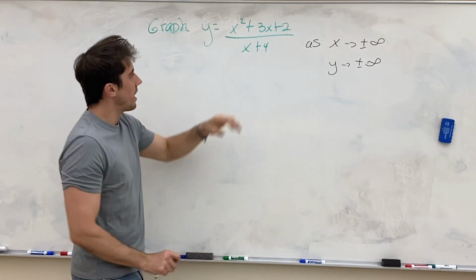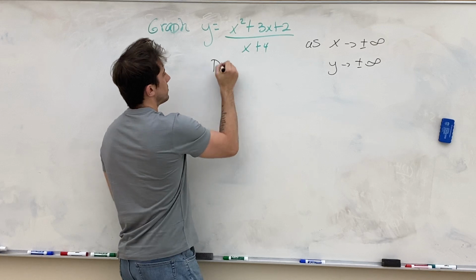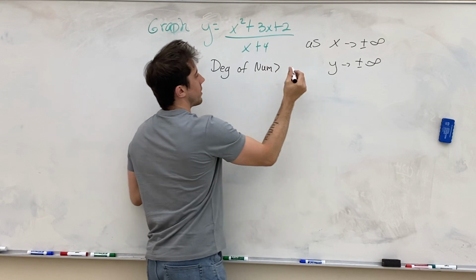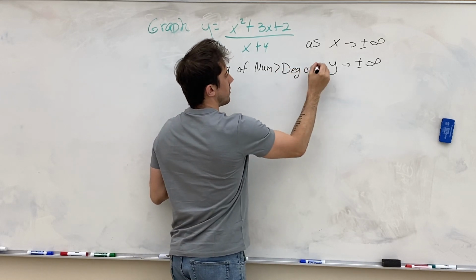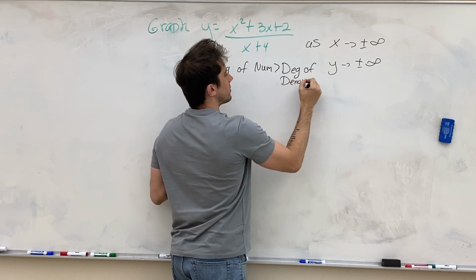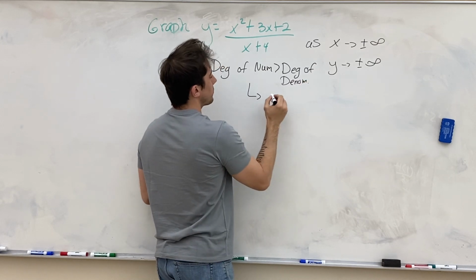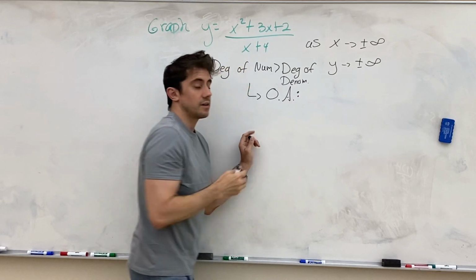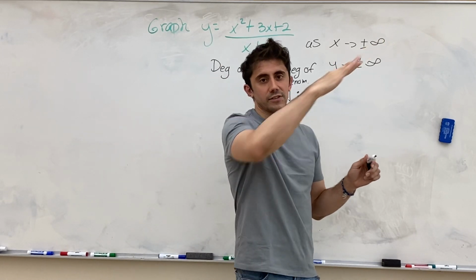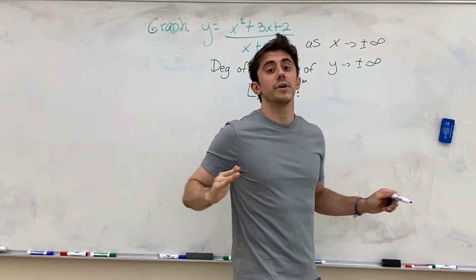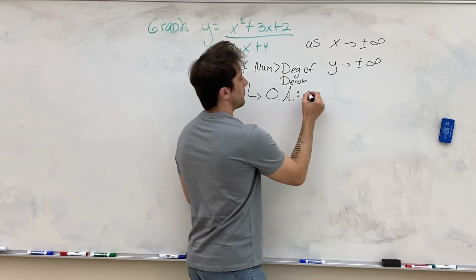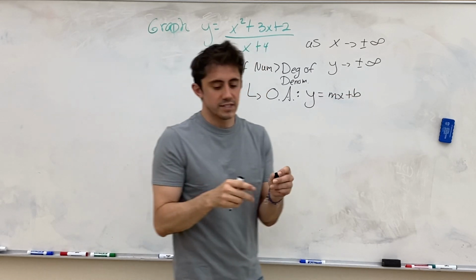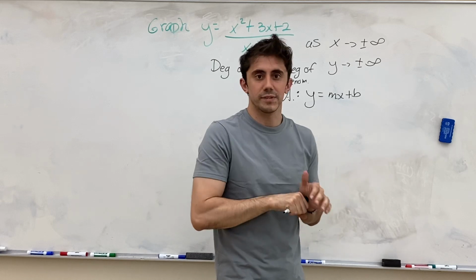So whenever we have the degree of our numerator being greater than the degree of our denominator, we get an oblique asymptote, okay? An oblique asymptote is a line that is diagonal, not horizontal nor vertical, but diagonal, and it's going to have an equation of the form y is equal to mx plus b, right? Classic line in slope-intercept form like you learned presumably years ago.